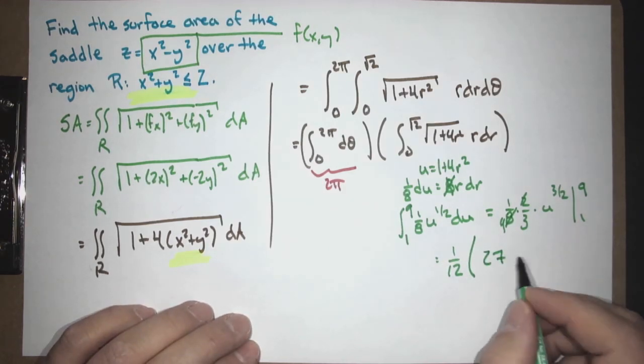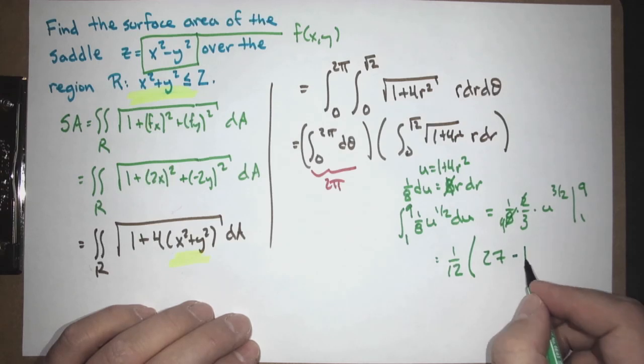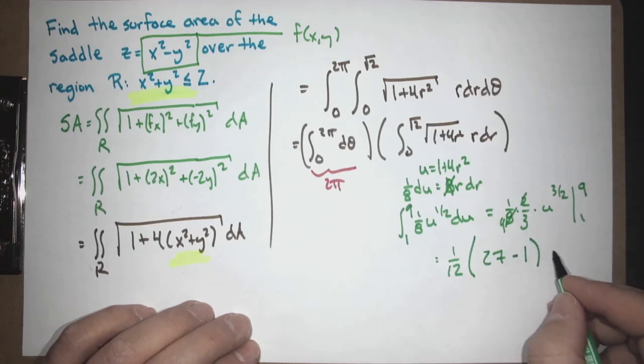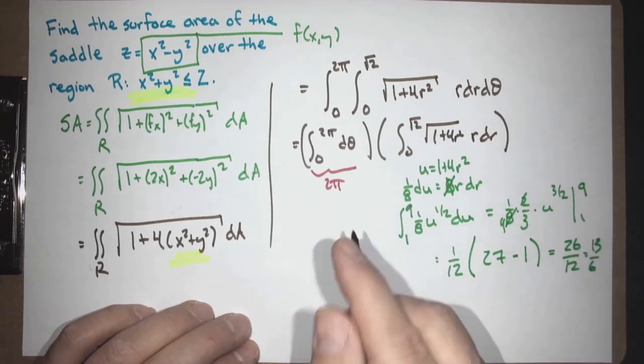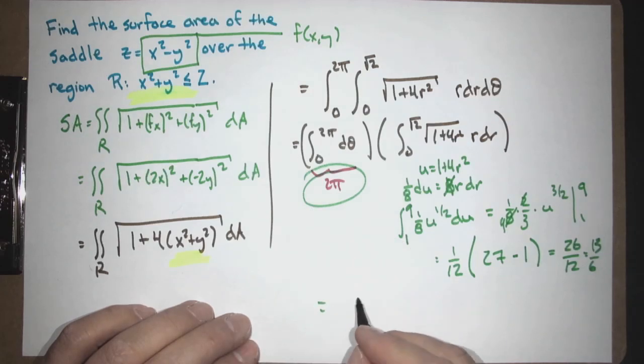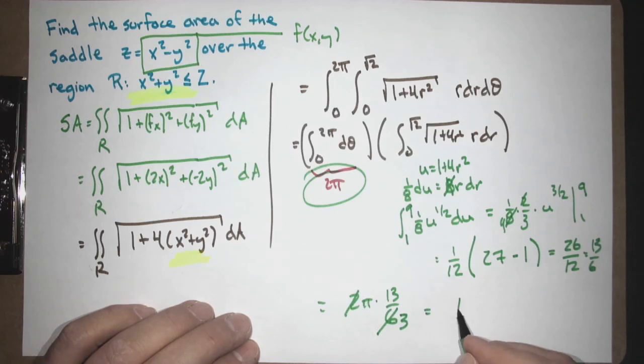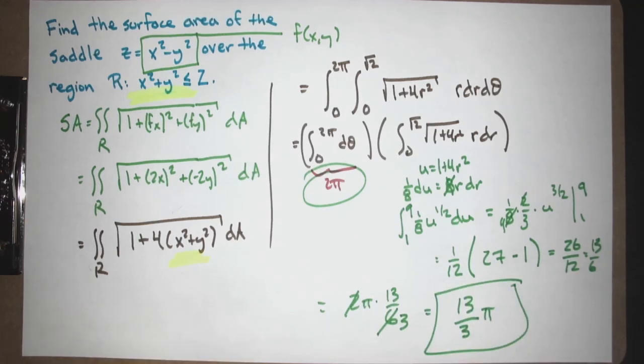Okay, 1 to the 3/2. 1. 27 minus 1. 26. So you get 26 over 12, which is the same as 13 over 6. But remember, you also have the 2 pi, so you get 2 pi times 13 over 6, which you can cancel a 2, leaving 13/3 pi. All right. We made it through an example.